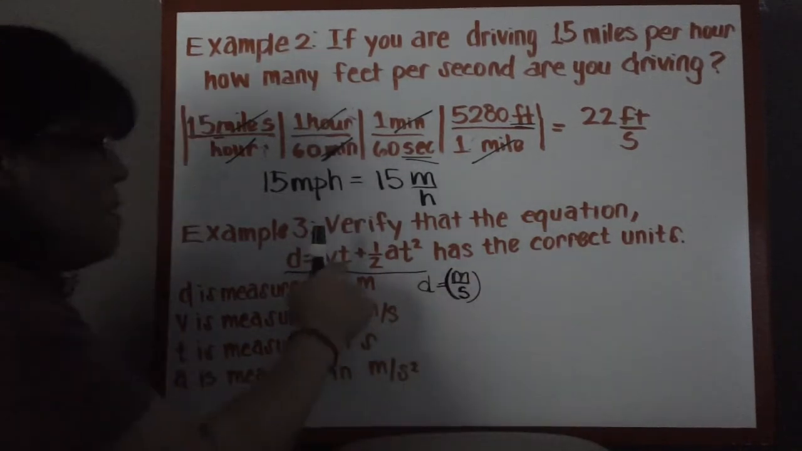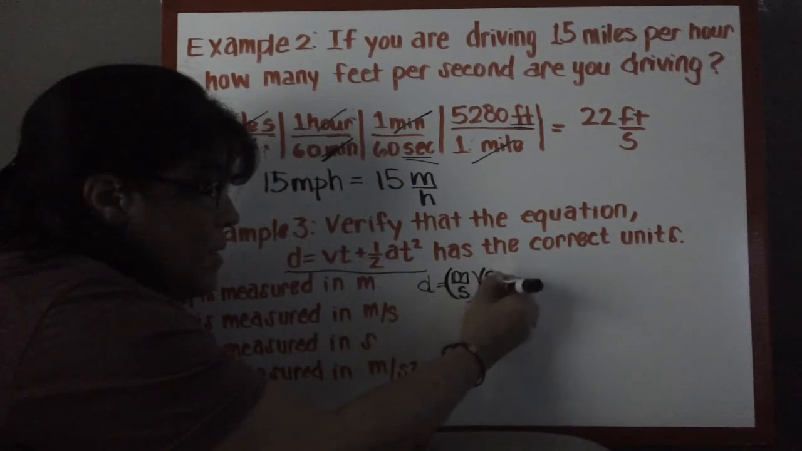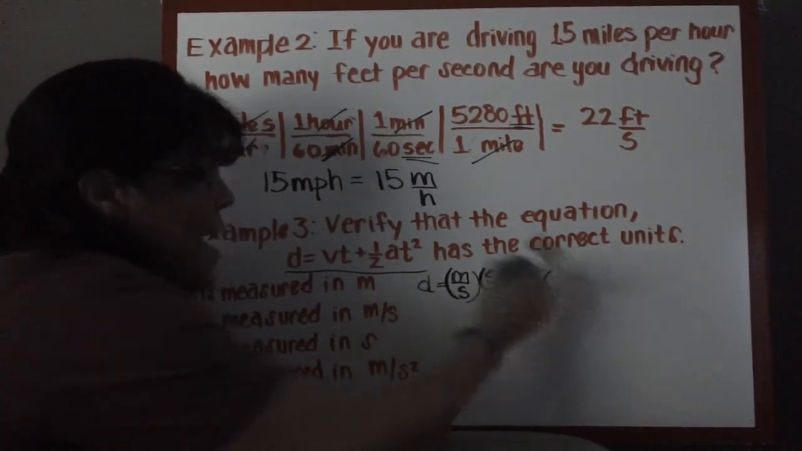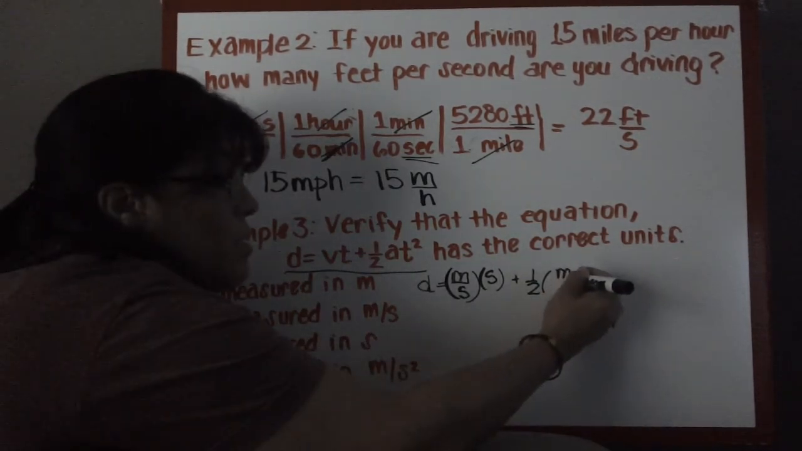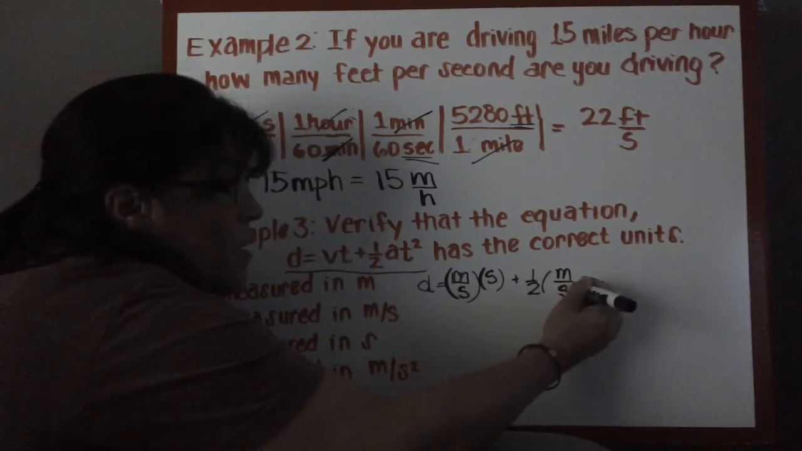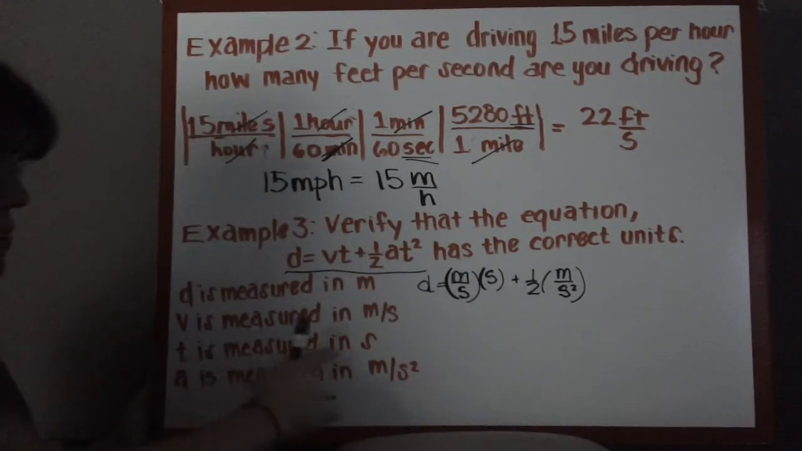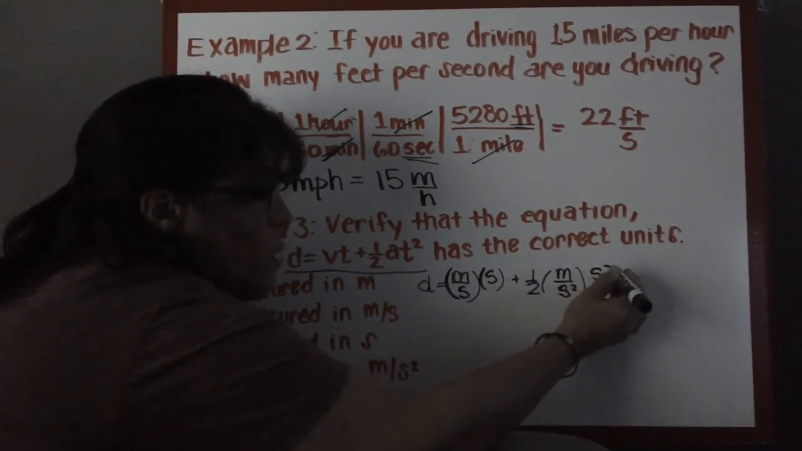And we're going to multiply it by time. Well, the units of time is seconds. And then we're going to do plus 1/2 a. Well, the units of a is meters per second squared. So we have meters per second squared times t squared. And the units of t, time, is in seconds. So we have seconds squared.